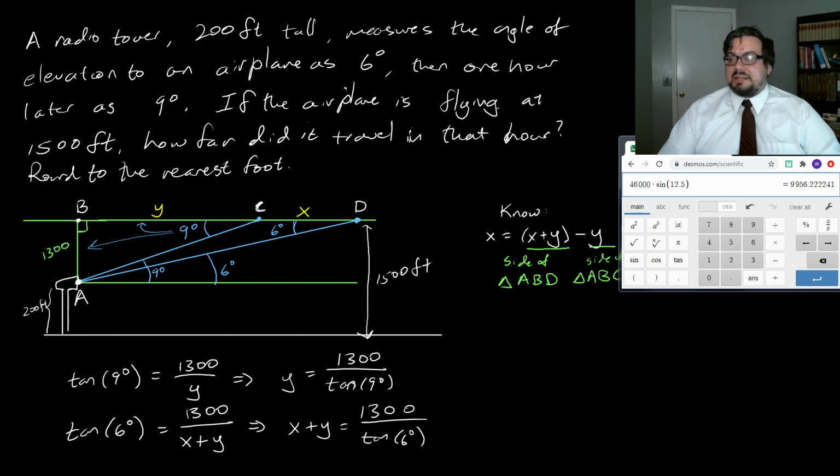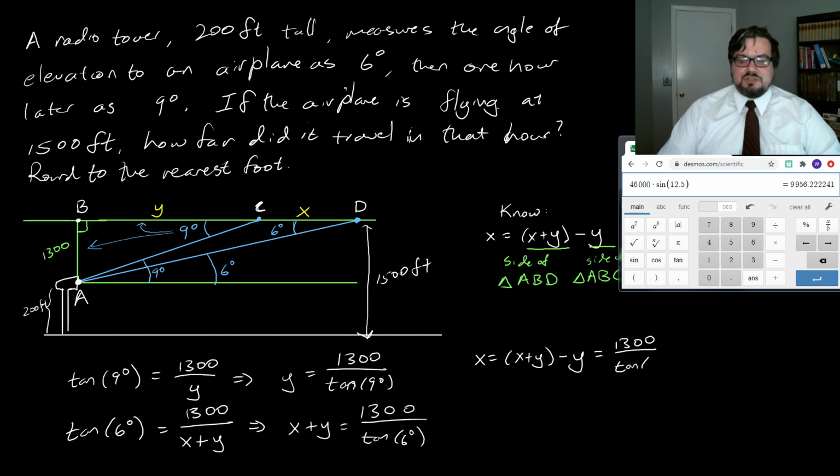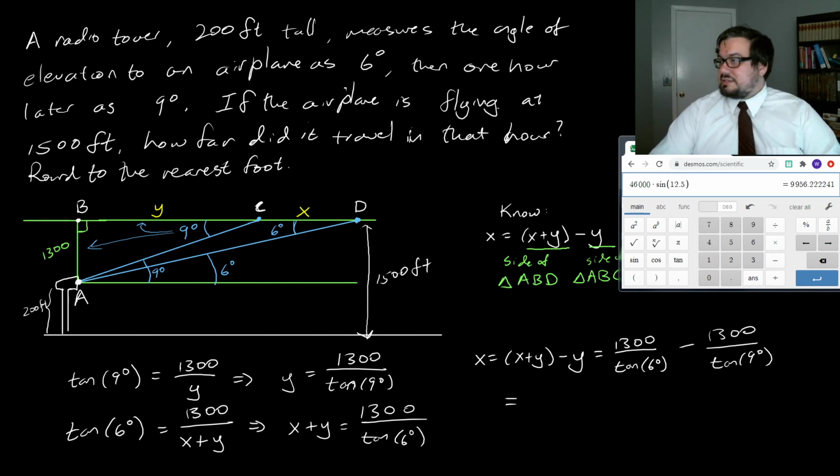So that means that if we want to know what x is, we can figure it out the following way. x is x plus y minus y. We worked out that x plus y just now is 1300 over tangent of 6 degrees. And we know that y is 1300 over tangent of 9 degrees. And this is something that we can put into the calculator. So let's see how we do that.